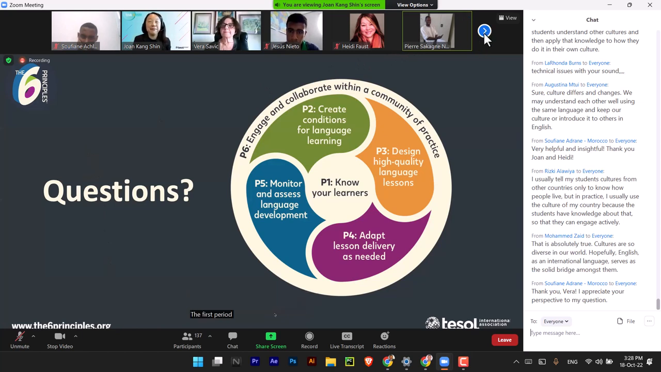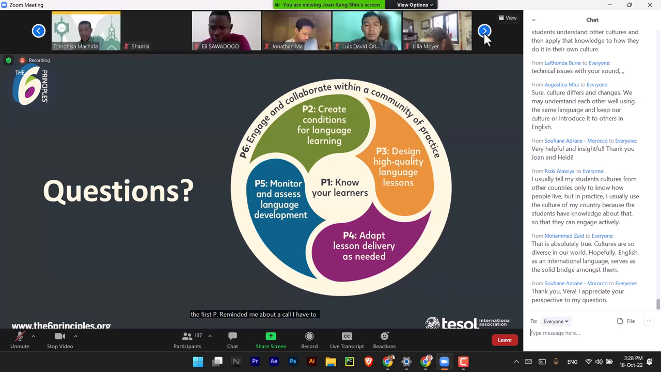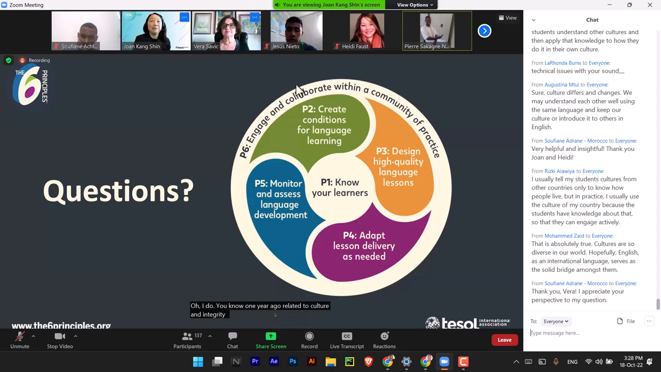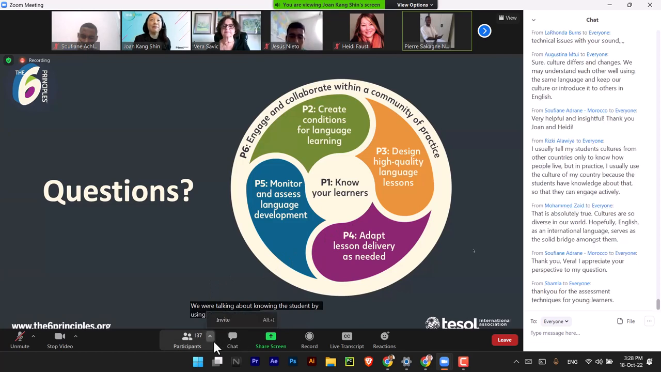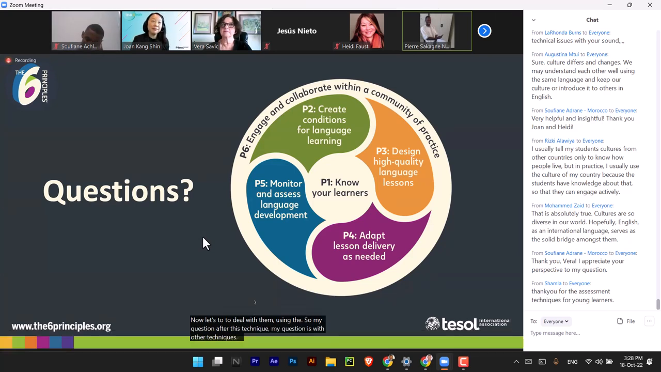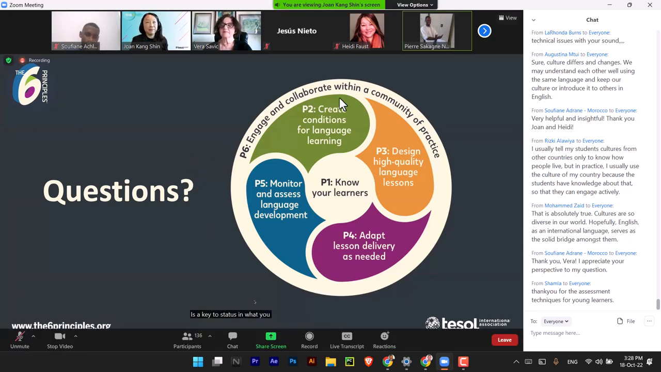The first P reminded me about a course I took one year ago, related to culture and integrating critical thinking. We were talking about knowing the student by using the identity wheel. This is a technique that can help a lot when you want to have an overview about who your students are and how you can use this knowledge to deal with them using the English language. So my question is, which other techniques can we use to better know our students? Because knowing your student is a key to success in what you are doing. Okay, thank you. Yes, absolutely.